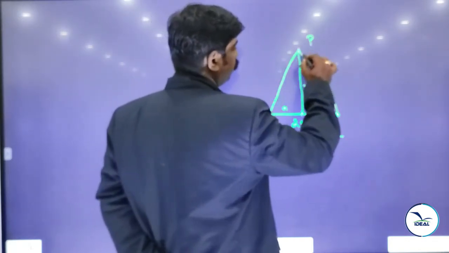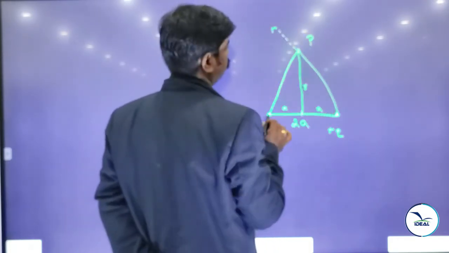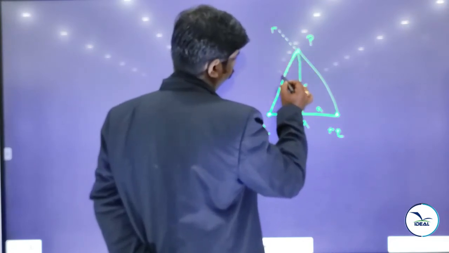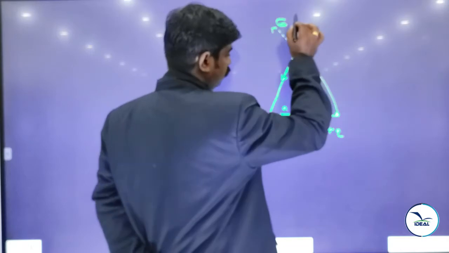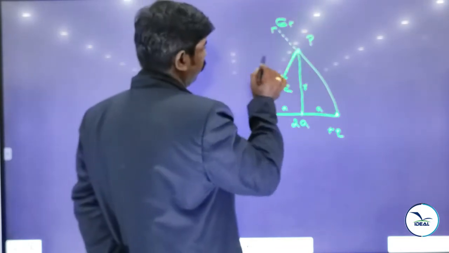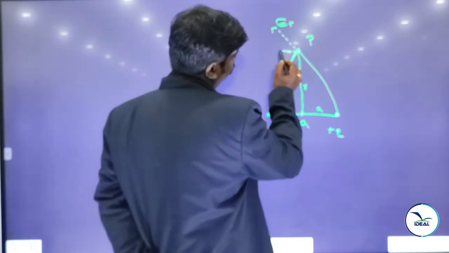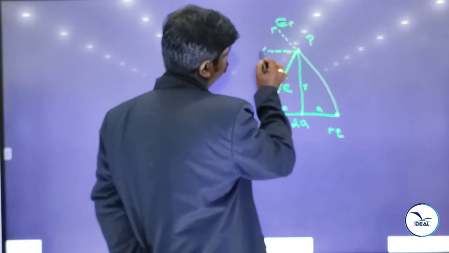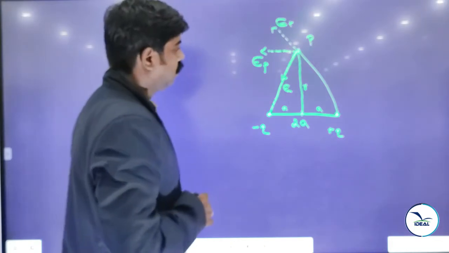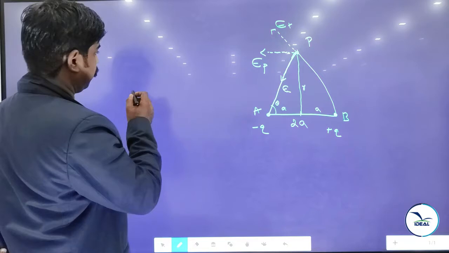So, field due to this positive charge is like this, and that of negative charge is in this line, that is E plus and E minus. Then these two can be considered to be the sides of a parallelogram, and the resultant is EP. Okay. Now we can consider the electric field E plus.